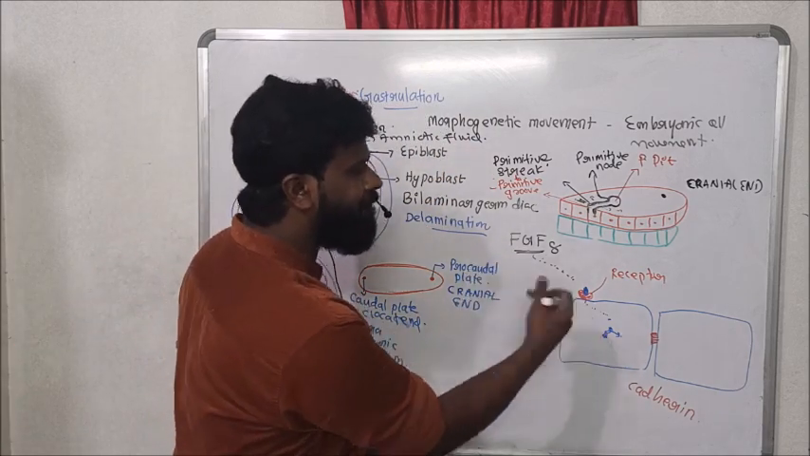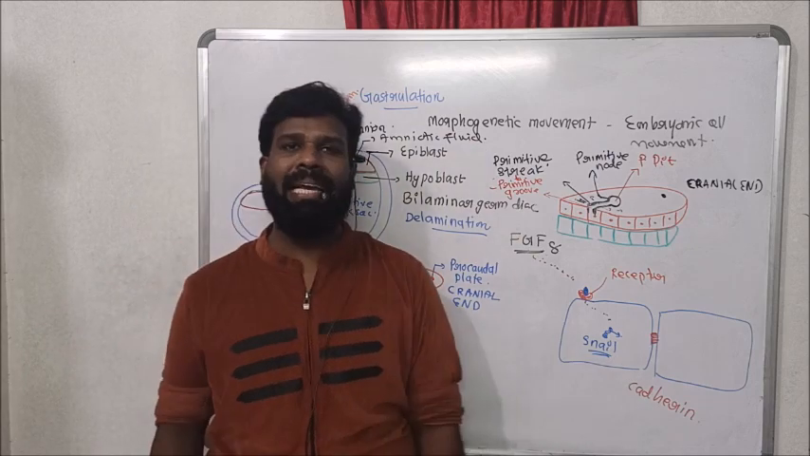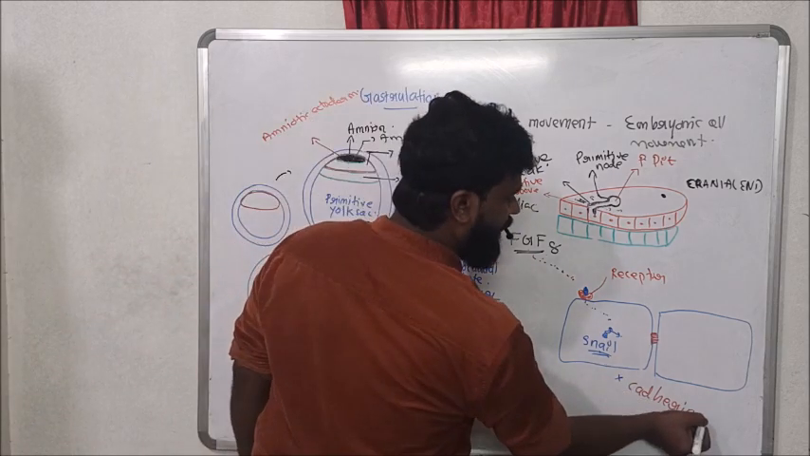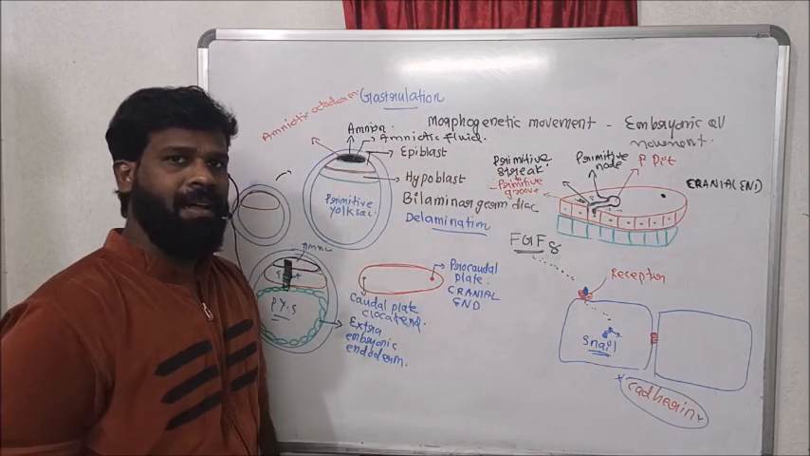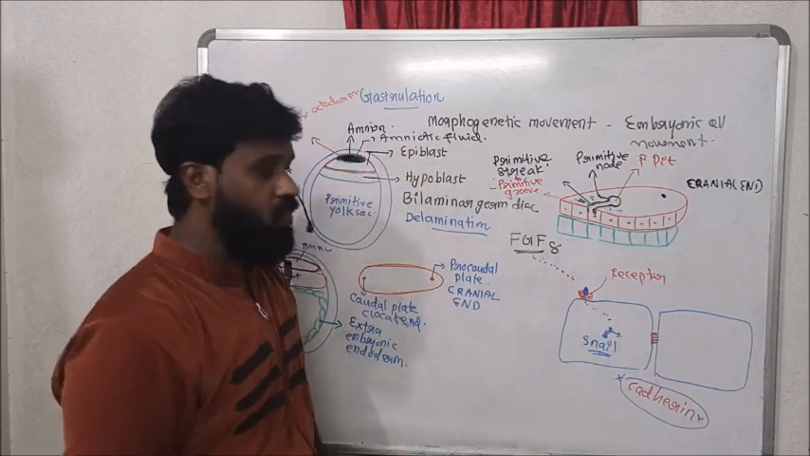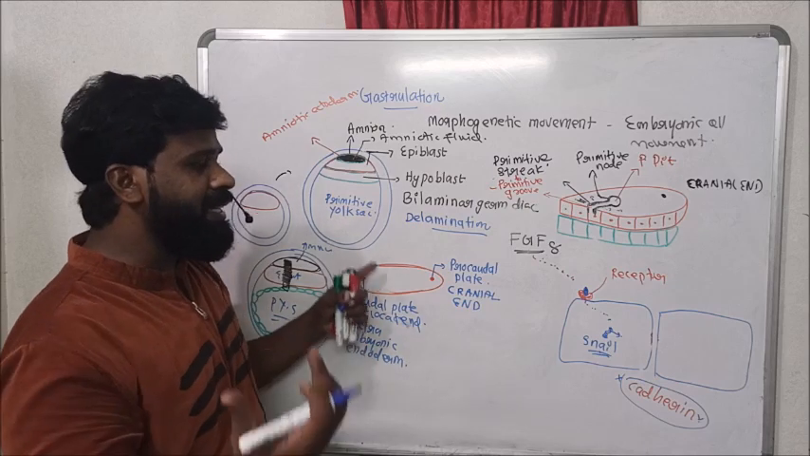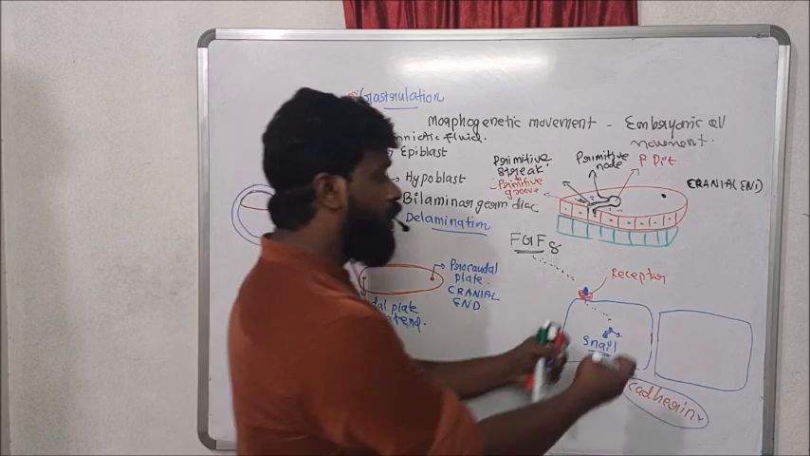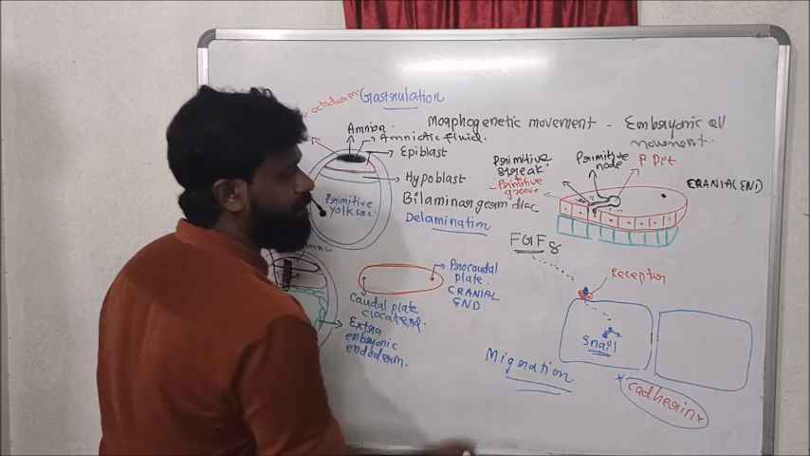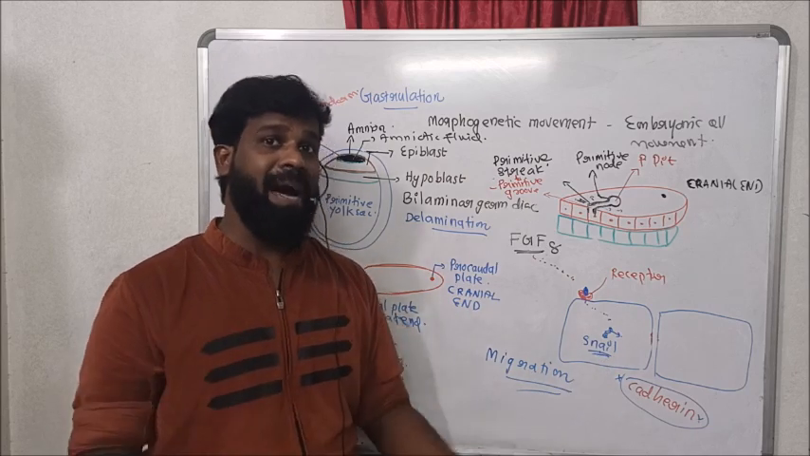So this signal stimulates the cell to produce a particular protein like Snail. This Snail protein inhibits the formation of cadherin. What happened? This cadherin protein disappeared. When the cell lost the cell adhesion protein cadherin, it causes the separation of cells and leads to cell migration. So FGF sends a signal to the neighboring cell, which loses the E-cadherin protein and causes cell migration.